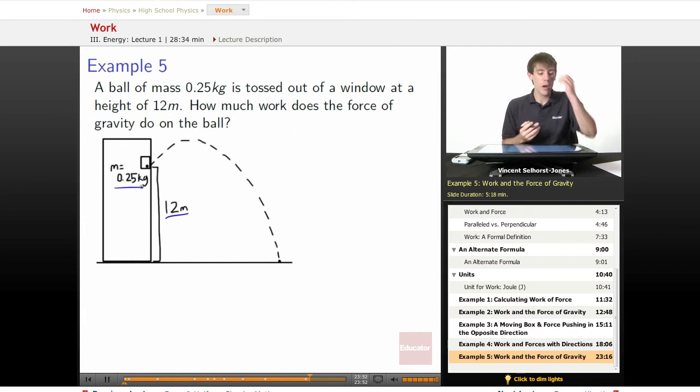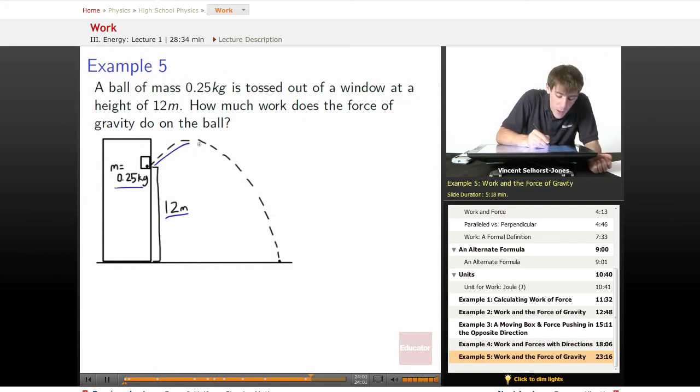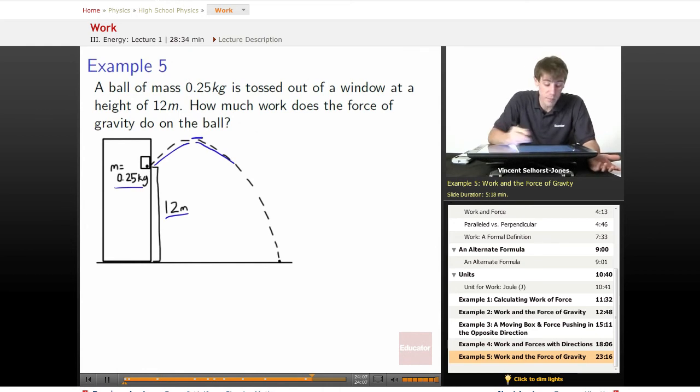Okay, great. What about this case? A ball of mass 0.25 kilograms is tossed out of a window at a height of 12 meters. So now it travels up and then travels down. So we don't know how high it gets, right? And I didn't tell you precisely what it was. It could be that it winds up getting really tall, or it could be practically flat and then falling immediately, right? It could be either one of these. I didn't tell you how it's going to look. So how can we figure out what it's going to be?